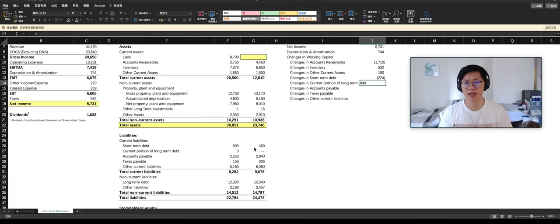And here is a special thing we need to mention. Notice that the change in current portion of long-term debt is not included in this situation. This one should be added to the long-term debt, which is part of the cash flow from financing, so we don't include it here.